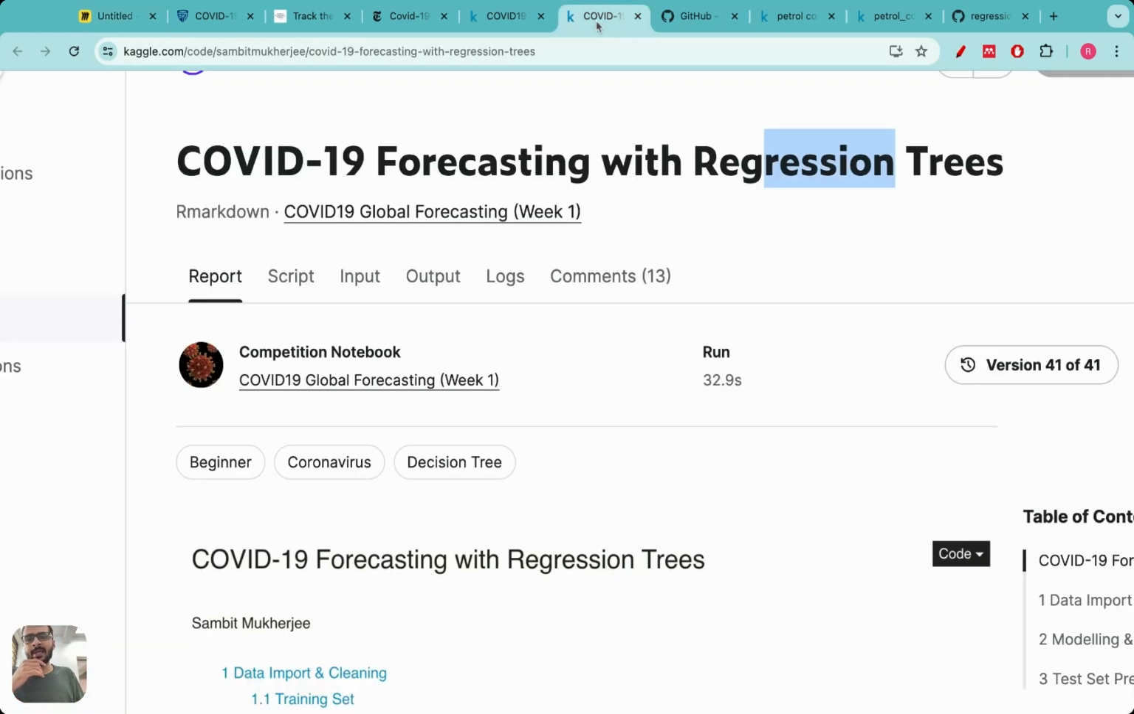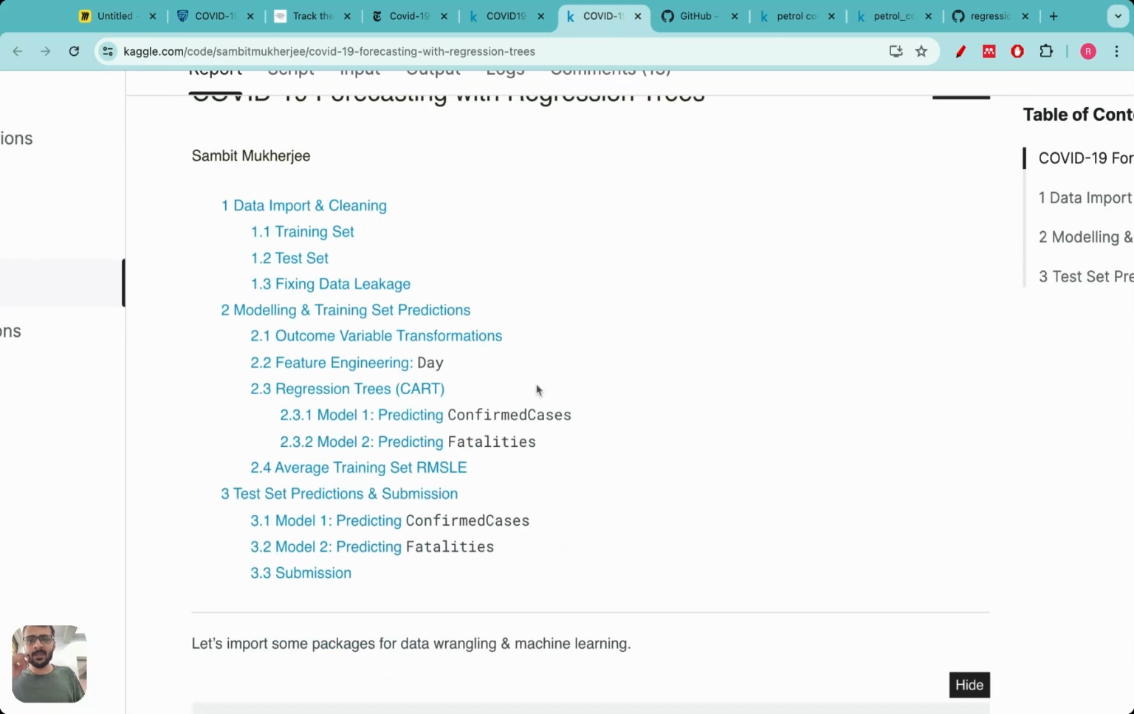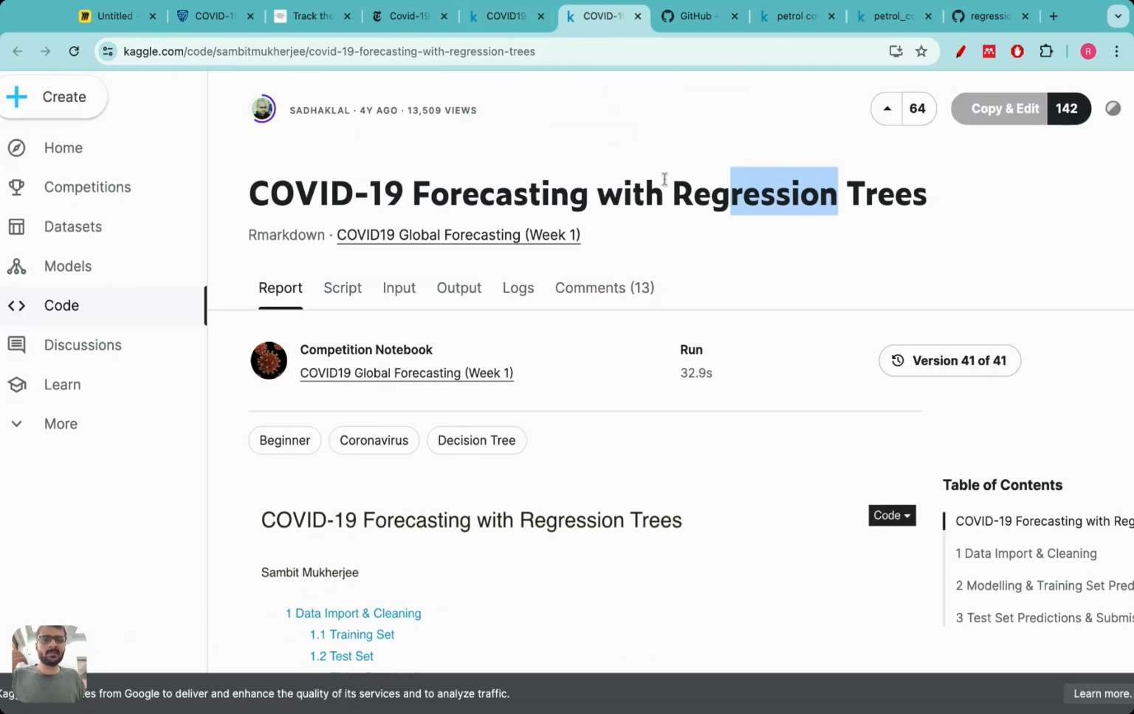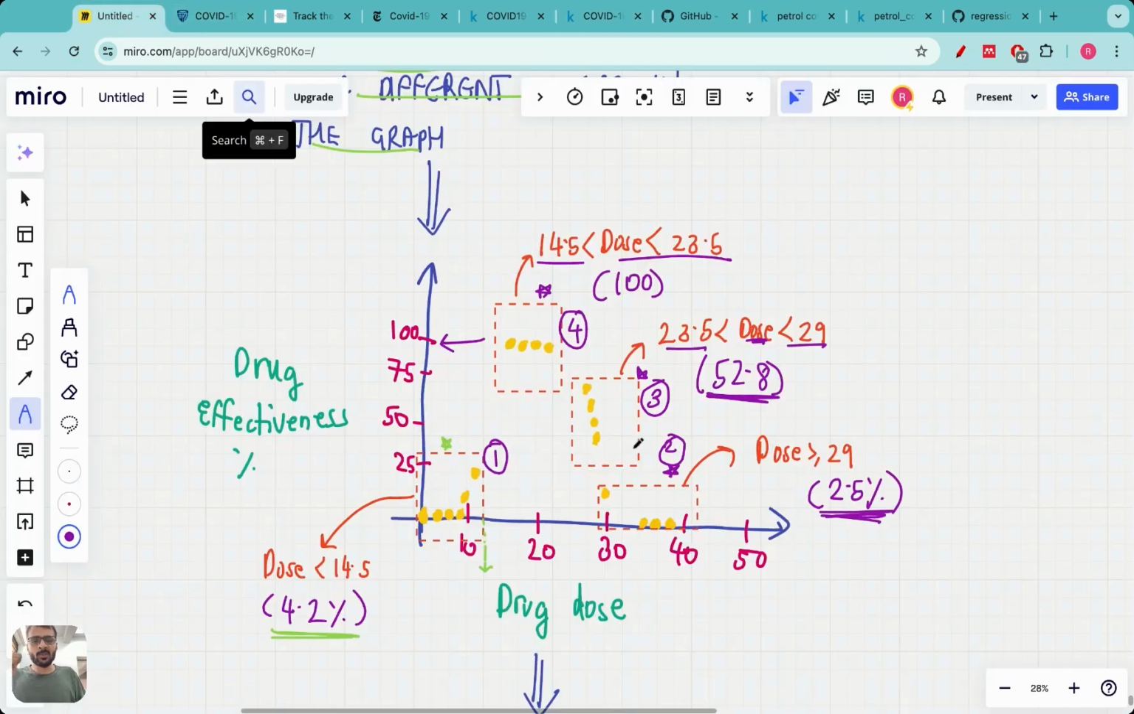So the COVID-19 data set, right, which we earlier looked at, this also contains non-linear data, and that's why there were so many submissions of this COVID-19 forecasting with regression trees. So it's very important to know the concept. So I hope that until now you have understood how an optimized regression tree looks like.